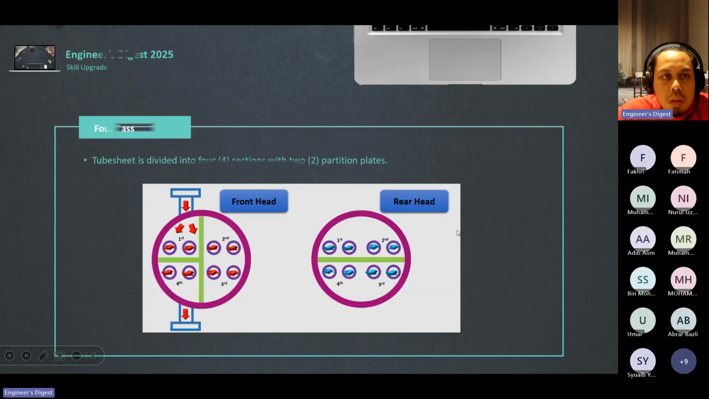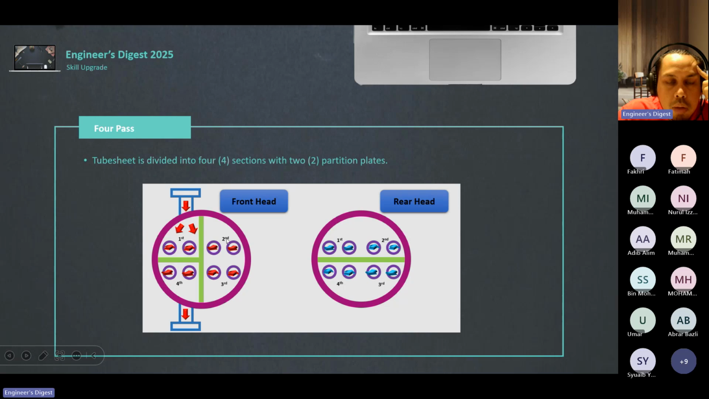Okay, this is four pass. What does it mean by four pass? So this is on your front. This is on your rear. Tube sheet is divided into four sections with two partition plates. Okay, this is the tube side entering. Then it will go along the tube. It goes to the rear. From the rear, it goes to this side, and then it goes back again to this front side.